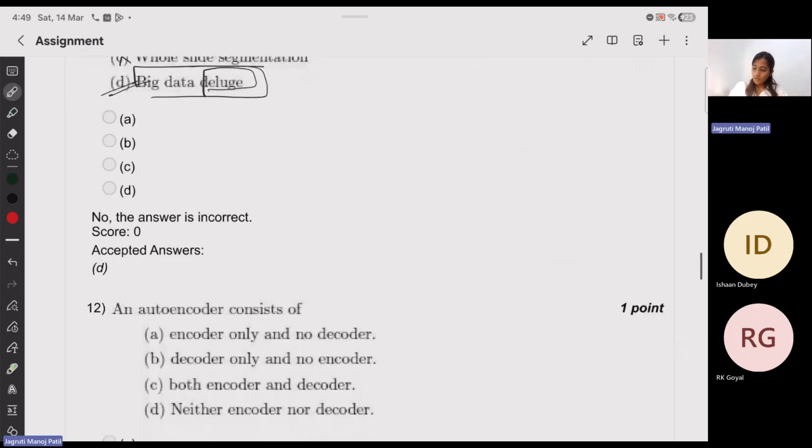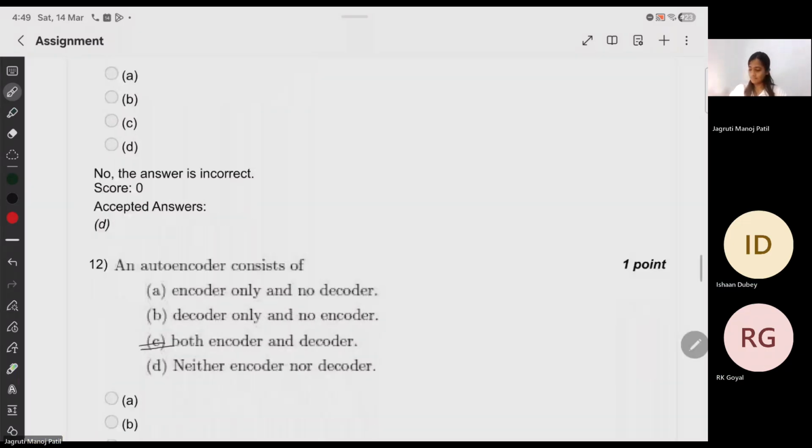Okay. What does an autoencoder consist of? Both encoder and decoder. Both. Yes.